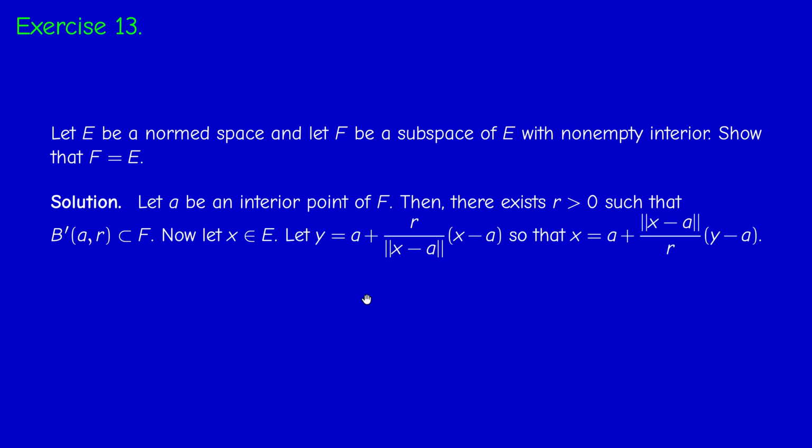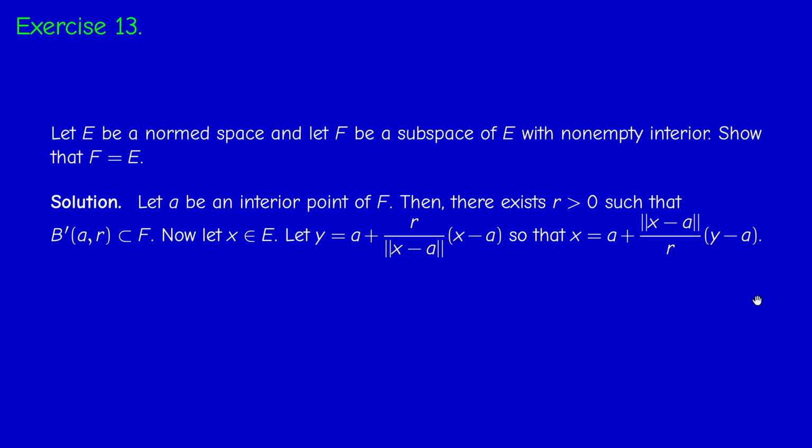So take an element x in E and define y to be a plus this scalar times x minus a. What is the geometric meaning of this formula? This is precisely the homothety of center a and ratio r over the distance between x and a. So this is y, and I can solve this equation for x in terms of y. If you solve it, just subtract a, multiply by the norm of the difference over r, and then add a, and you get this relation. So this is a bijection actually, because this is a homothety.